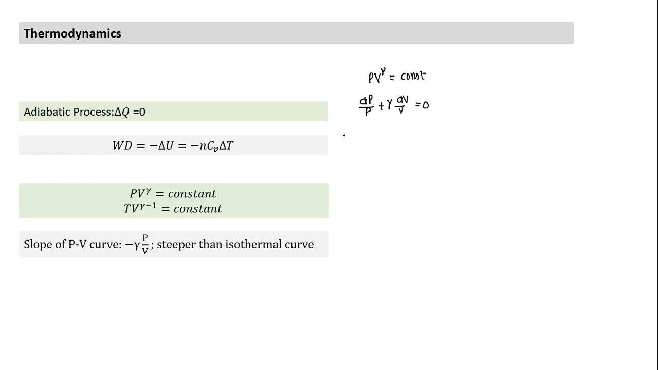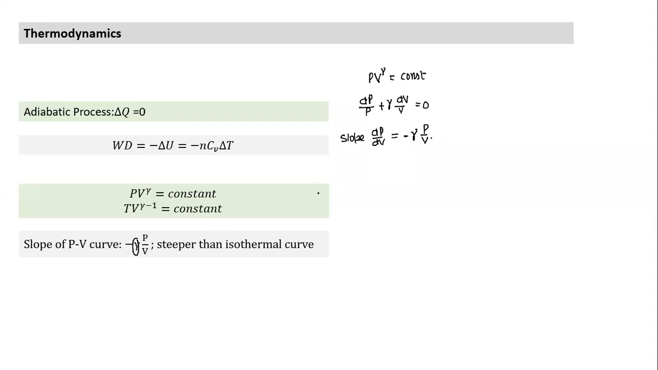So again, what is the slope here? Slope is again dP by dV. And in this case, we find the slope is equal to minus gamma times P by V. So the slope is multiplied by gamma. Since gamma is greater than 1, the slope is steeper than the isothermal one.